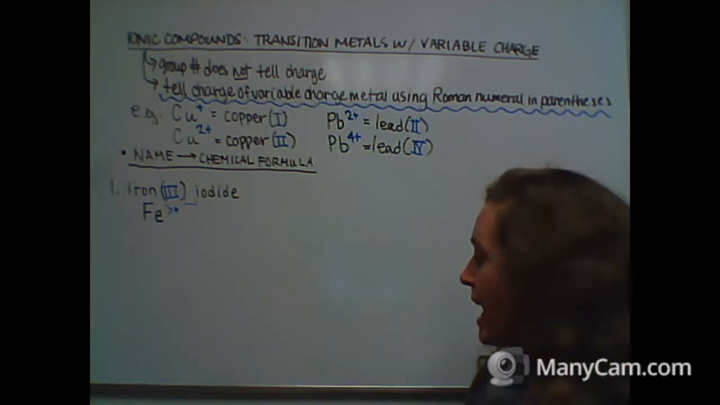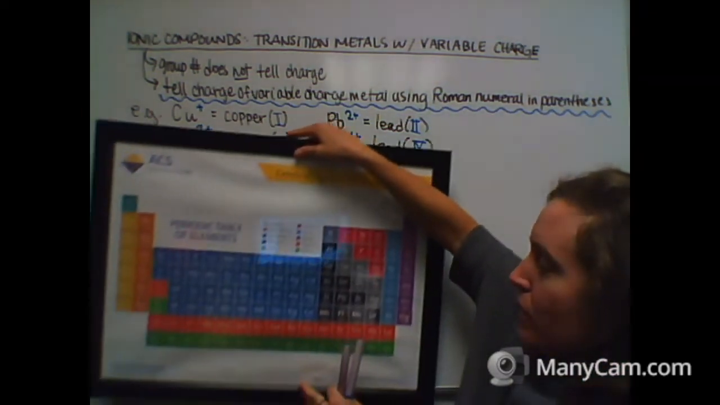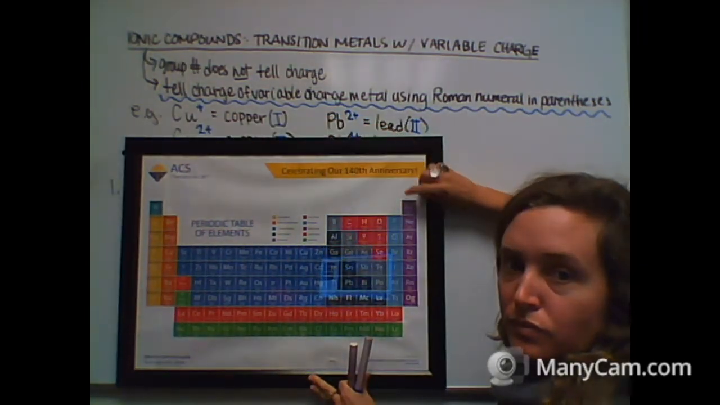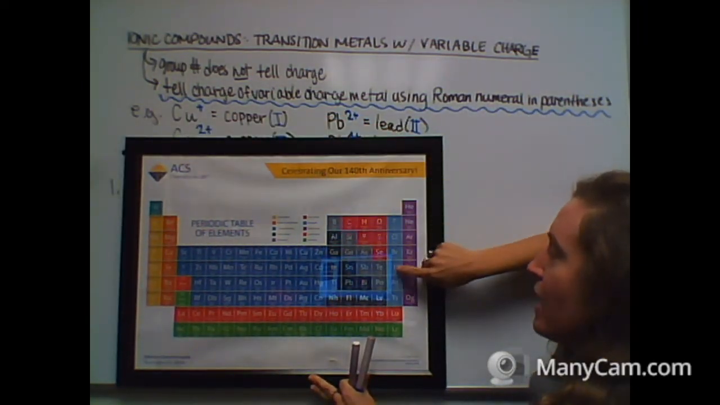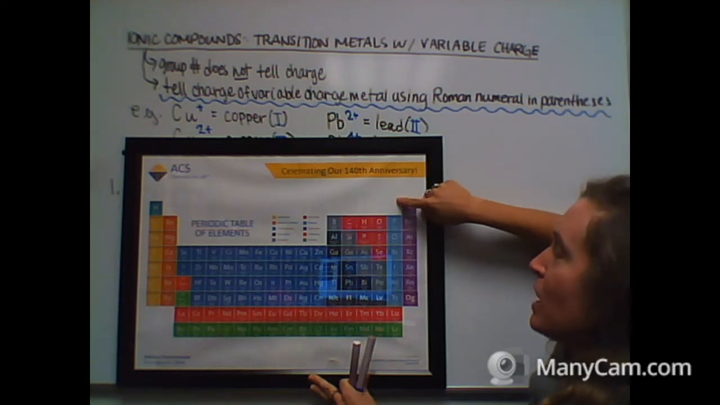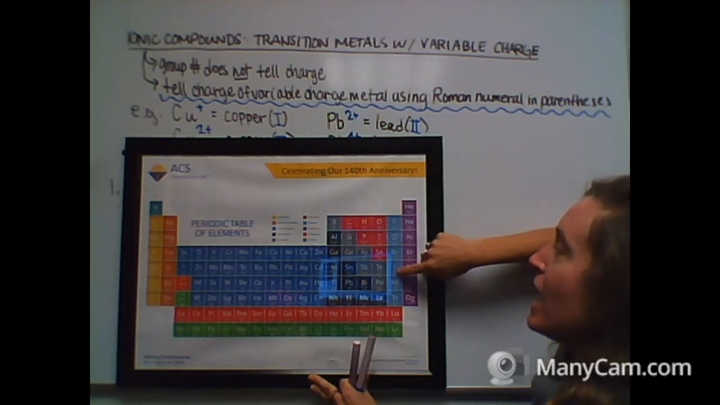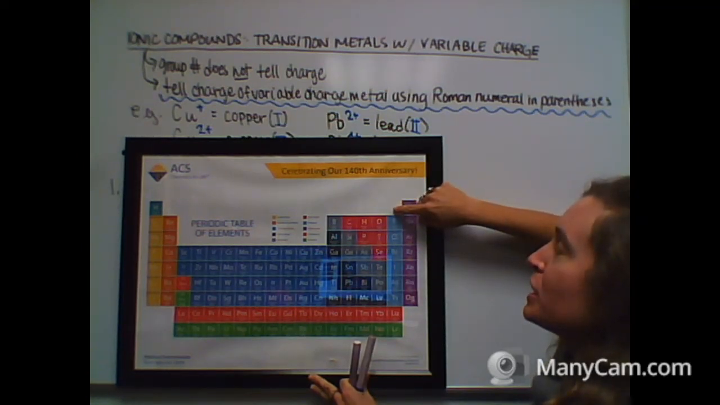Iodide. All right, iodide is the anion form of which element? That's right, iodine, which is in group 7 right down here. And so remember that we figure out the charge on these non-metal anions by taking the group number and subtracting 8. So 7 minus 8 is -1, so it has a -1 charge.